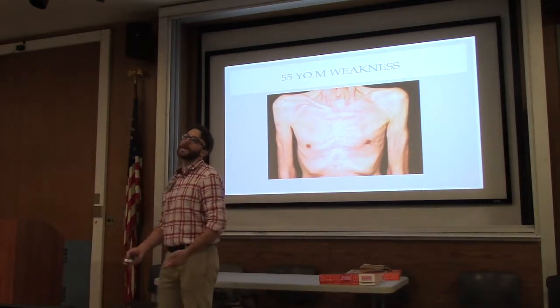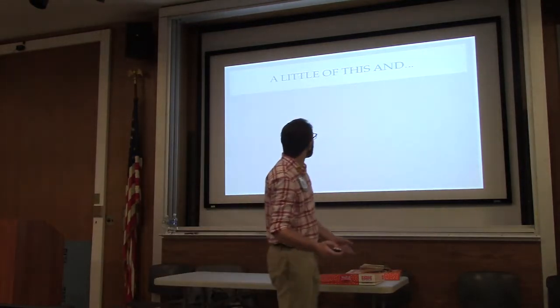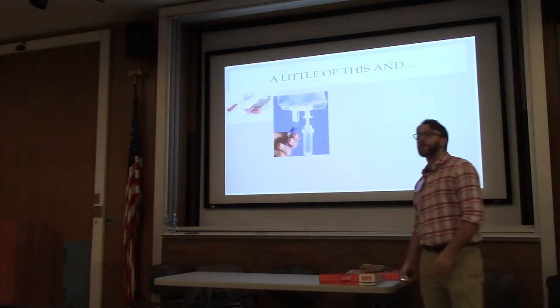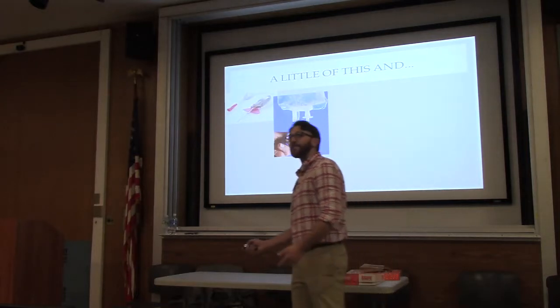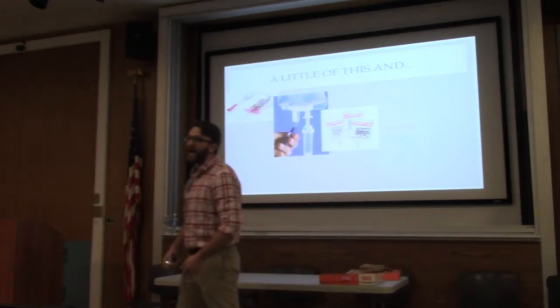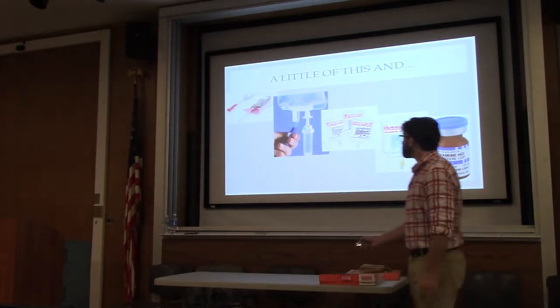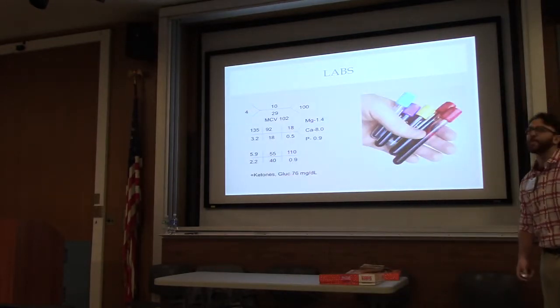So probably what we'll end up doing with this patient is a little of this and a little of that. We'll probably drop an IV, spike a bag of fluids with some dextrose, maybe some potassium, maybe some mag, and maybe some thiamine, and obviously we'll send off some labs. And our labs will come back and they'll be abnormal.